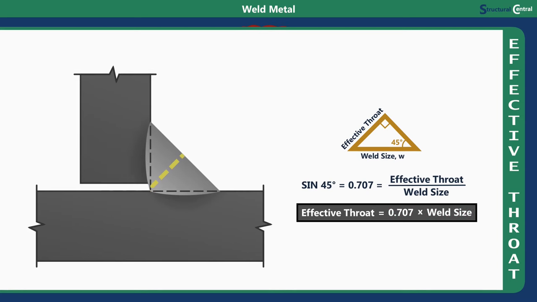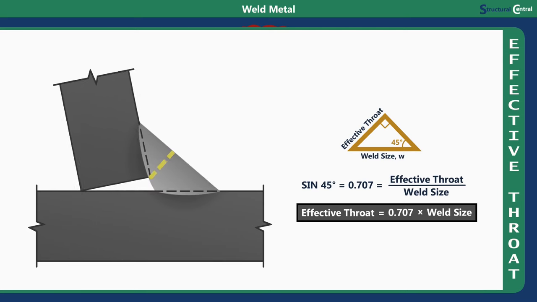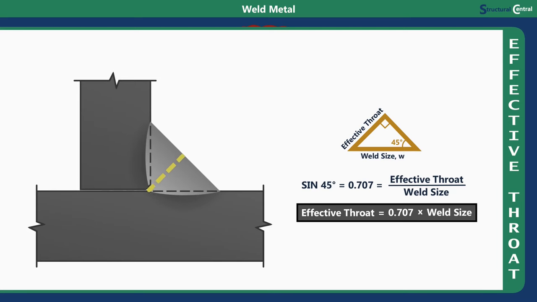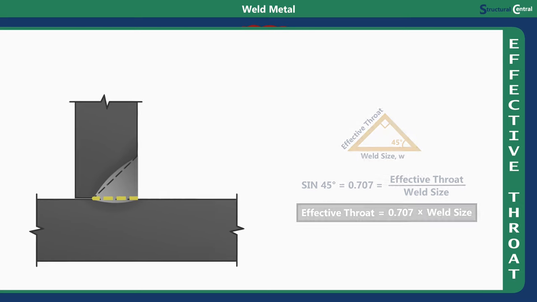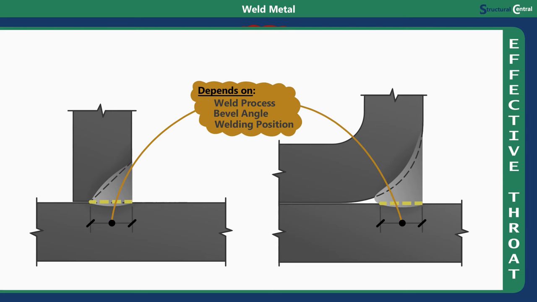If there's a gap between the plates, if the plates are not perpendicular to each other, or if you're using a groove weld reinforced with a fillet weld, then you'll have to look at the geometry to determine the actual controlling throat dimension. For partial joint penetration groove welds and flare groove welds, the effective throat dimension is located parallel to where the two metals touch. You have to refer to tables J2.1 or J2.2 though, since the depth of fusion depends on the weld process, bevel angle, and welding position.